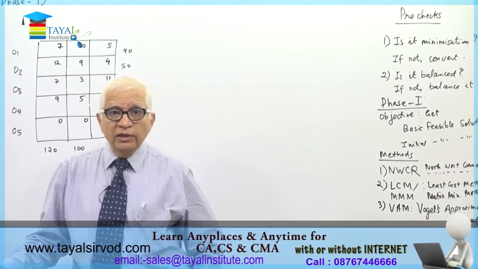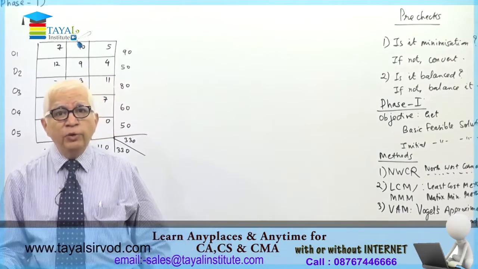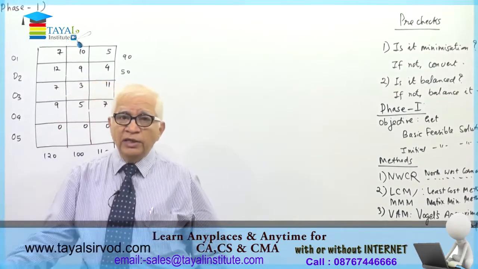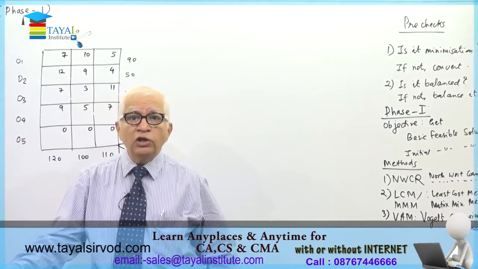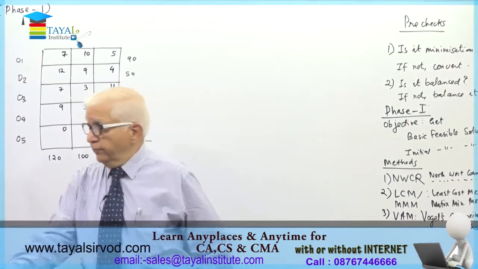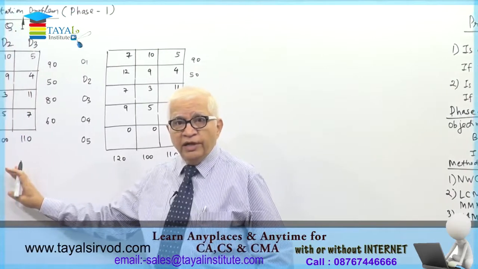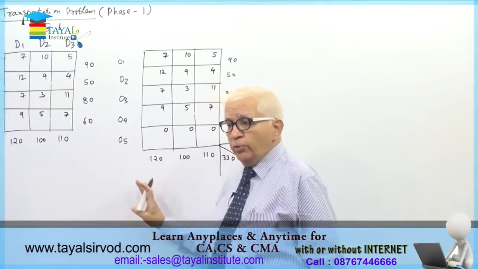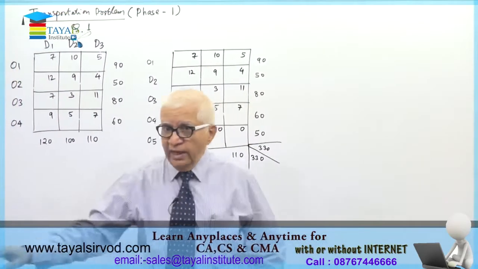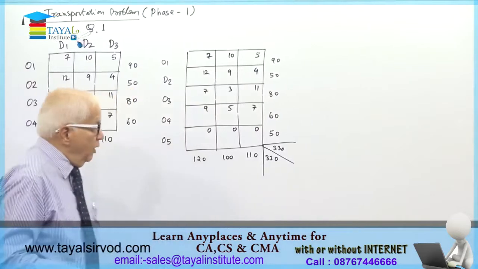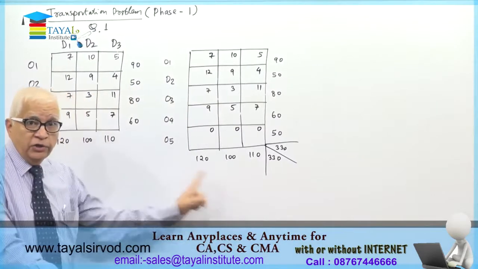In phase 1, there are 3 methods, of which I am doing method number 1 called NWCR or northwest corner rule. Okay, fine. So this is my matrix now. Remember, this matrix is not relevant anymore. This is my new matrix. This matrix has served the purpose. What did I do by way of modification to this matrix?